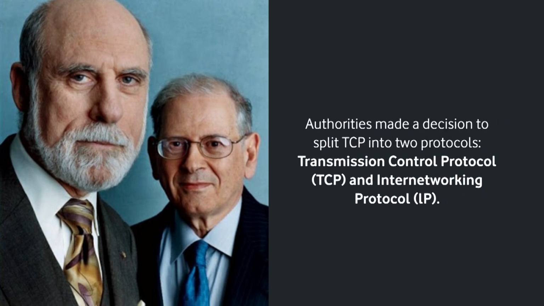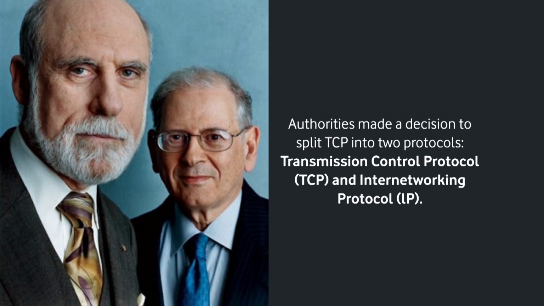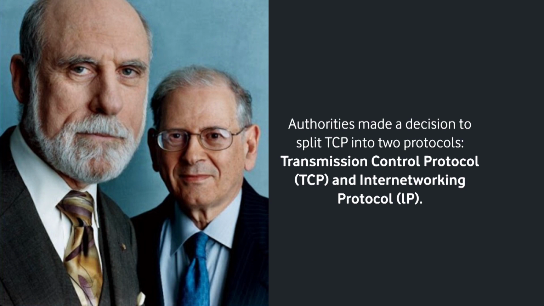Shortly thereafter, authorities made a decision to split TCP into two protocols. One is Transmission Control Protocol, that is TCP, and the other is Internetworking Protocol, that is IP. IP would handle datagram routing while TCP would be responsible for higher level functions such as segmentation, reassembly and error detection. So, within these two protocols, the work is being distributed. One is handling the datagram routing and the other is handling the segmentation, reassembly and error coding.